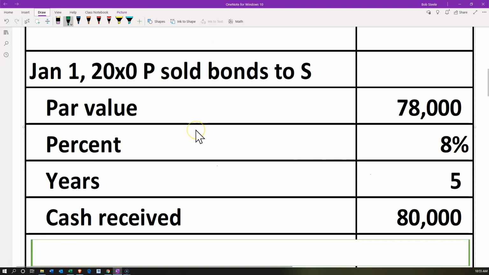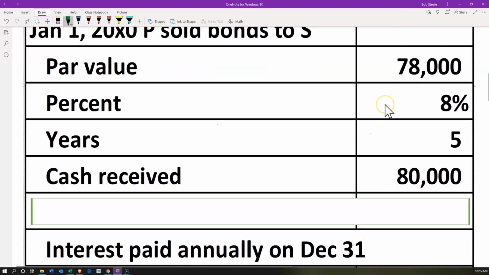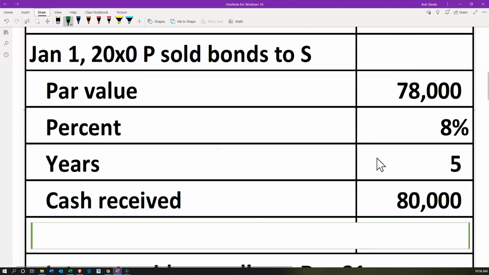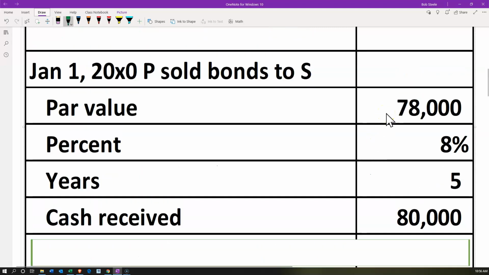On January 1st, 20X0, P sold bonds to S, so the bonds are being sold from parent to subsidiary. The par value is $78,000. The percentage is 8%. The term is 5 years. Cash received was $80,000. That means it was sold at a premium because it was sold higher than the face amount of the bond. So we're going to have that premium that we will be dealing with.